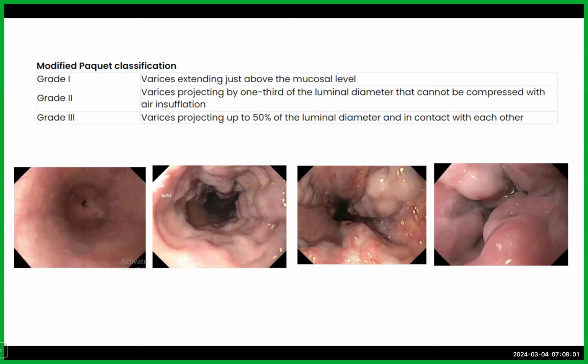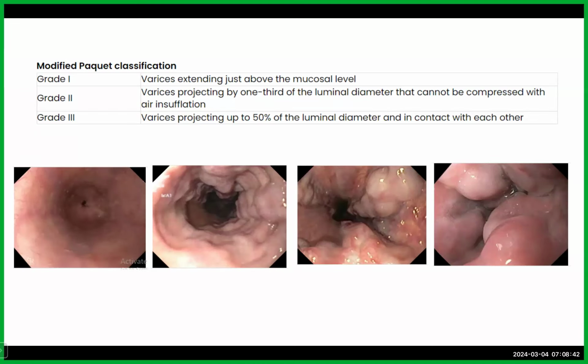Again, I came across the modified Paquet classification for esophageal varices, showing the extent to which they protrude into the lumen of the esophagus. So they can be grade 1, grade 2, grade 3. If it's just extending above the mucosal level, it's grade 1, as seen in the first picture on the left. If it's projecting up to 1/3 of the luminal diameter, then it's grade 2. Projecting up to 50% or occluding the luminal diameter, then it's grade 3, and it can be as severe as the last picture, almost occluding the total diameter.